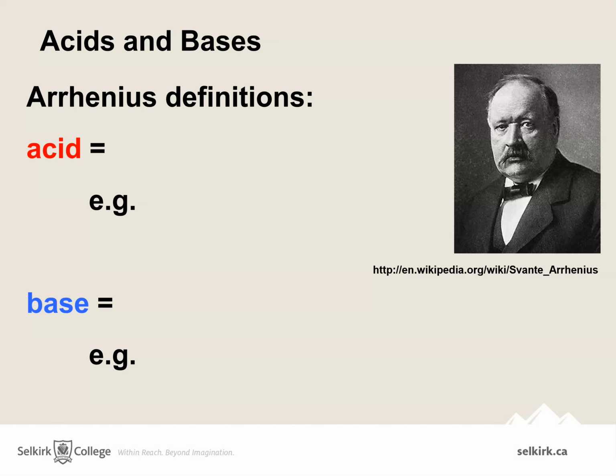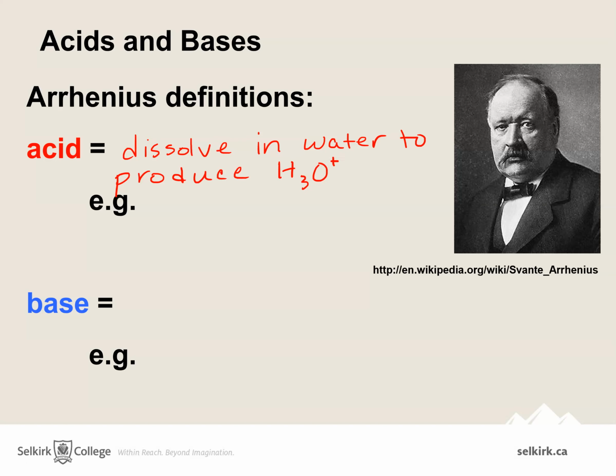The next definition of acids and bases that came along was the Arrhenius definition, named after Svante Arrhenius, and he described what acids and bases do in aqueous solution. Acids dissolve in water to produce hydronium, H3O+. And we had a little discussion about that. You may have seen more simply that acids produce H+ in water, but really when I stick an H+ onto a water molecule, I get hydronium, H3O+.